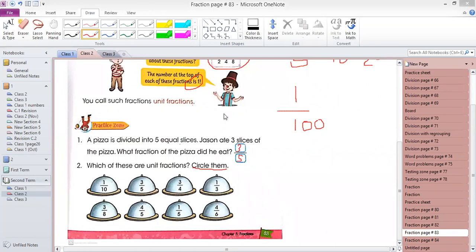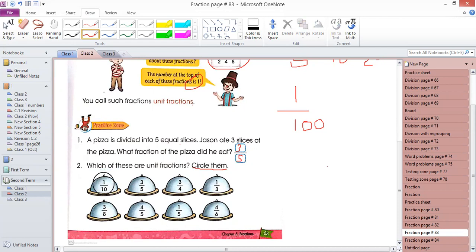Yes or no? Very good. I can hear only some students are answering, some students are not giving an answer. So 1 over 10 is a unit fraction because it has 1 in its numerator. So circle it. 1 over 10. It is a unit fraction.